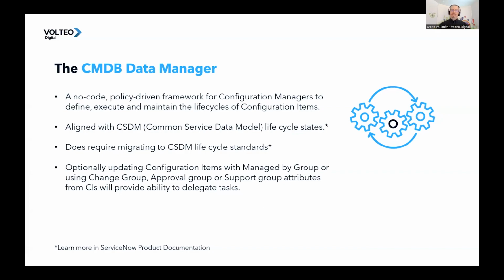I've called out two asterisks there to say we're not going to get that much depth in this video, but you can of course read about both of these topics in great detail in the ServiceNow documentation website. One additional potential setting that you can do is if you update your configuration items with either managed by group, change group, approval group, or support group attributes. All of those are baseline references to group fields that you can update on one or all of your CIs. If those values are there, it will also allow you to delegate tasks that are generated by data manager policies.